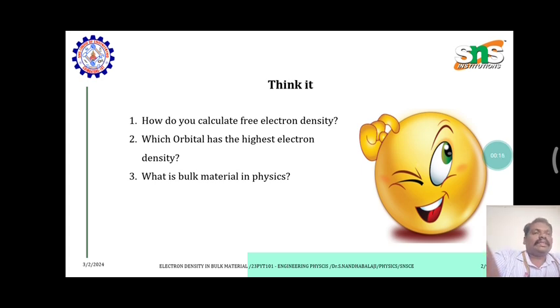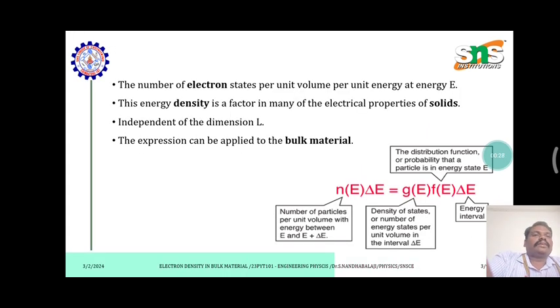Today we are discussing nanomaterials, electron density, and free electron densities. How to calculate the free electron density and highest electron orbital densities in bulk material in physics. The number of electron states per unit volume per unit energy at energy E. This energy density is a factor in many of the electrical properties of solids. Independent of the dimension L, the expression can be applied to bulk materials.